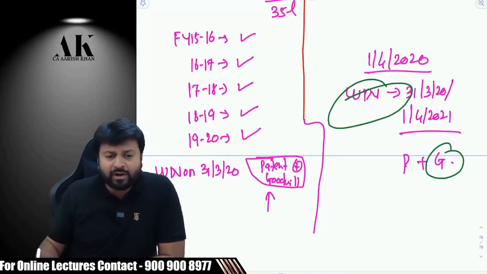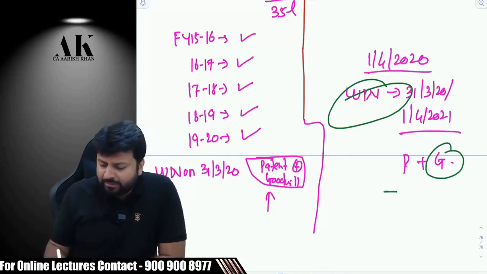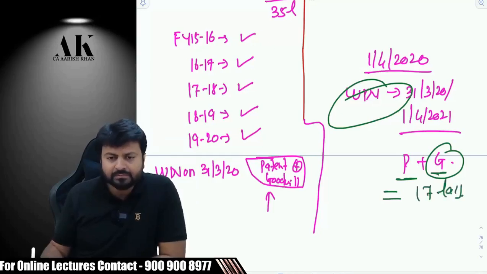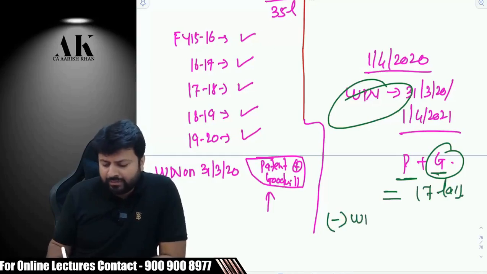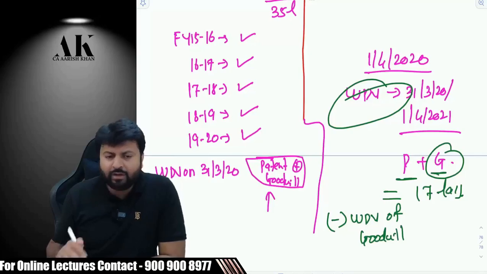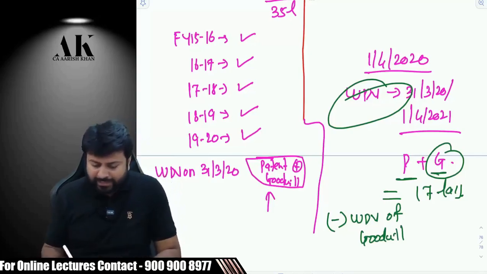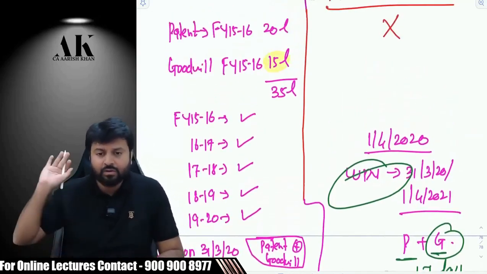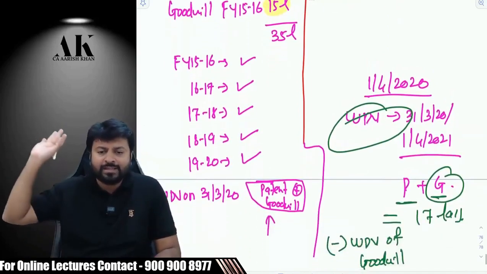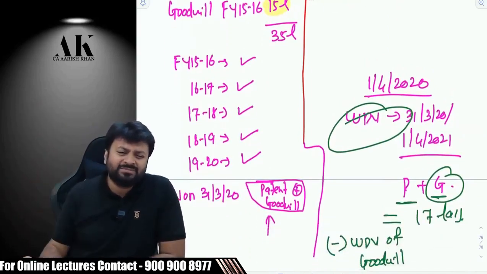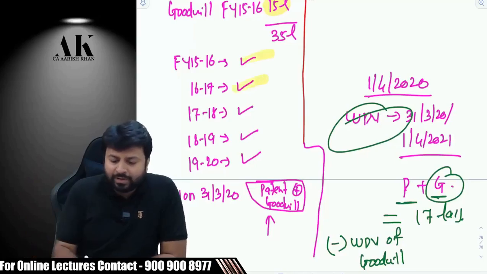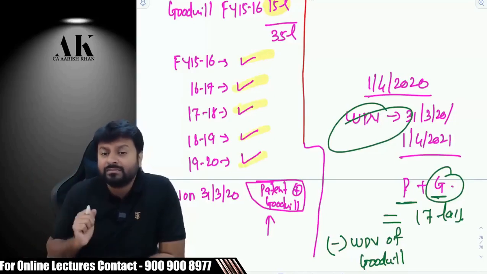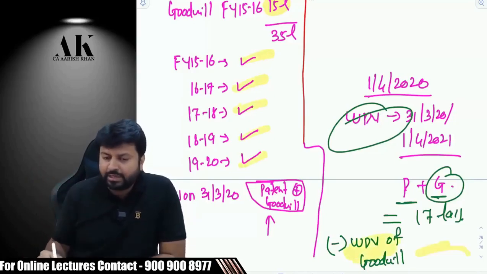So how will I remove? This WDV has two kinds of WDV. Suppose the total WDV of patent and goodwill is 17 lakhs. So now the government says remove the WDV of what? Goodwill. How will I arrive at the WDV of goodwill? You have to take the goodwill as a separate asset. Assuming that goodwill is the only asset in the block. Are you clear? Yes, sir. And then remove depreciation year after year. You will arrive at the WDV of what? Goodwill. Then remove that much and then you will be left with what?